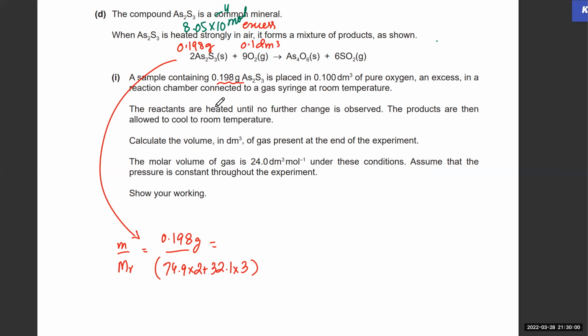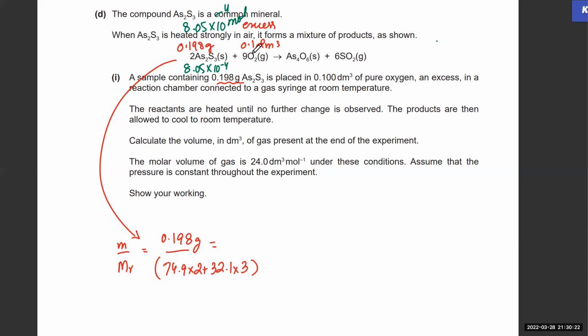So anyways, the reactants are heated until no further change is observed. The products are then allowed to cool to room temperature. Calculate the volume of gas present at the end of the... So you know that this is 8.05 into 10 to the minus 4 moles. Use ratios to figure out the moles of all the other substances.